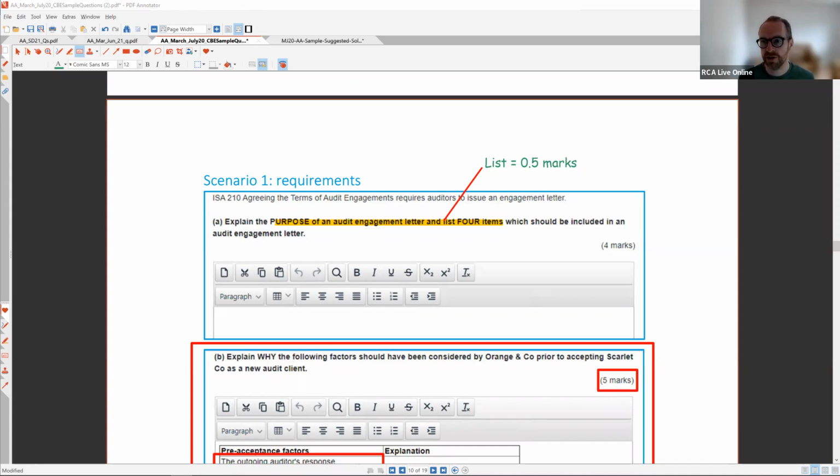What's going to be included in it? Well, what's in a contract? There's going to be what you're going to do. There's going to be what you expect management to do. There's going to be the fee that's involved. There's going to be what you are expected to produce at the end of it, the form of the report. It's going to be signed by both parties. There's going to be logistical arrangements in it. Once you know that it's the contractual terms of the audit, then it's pretty obvious what's going to go in it.